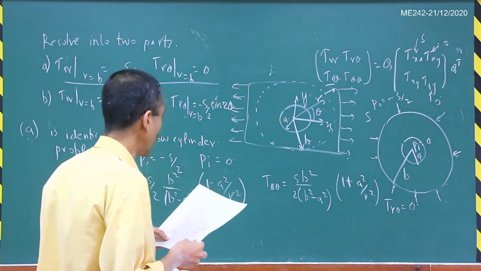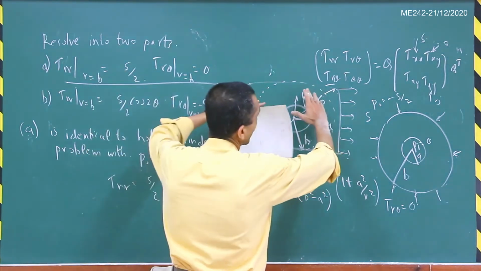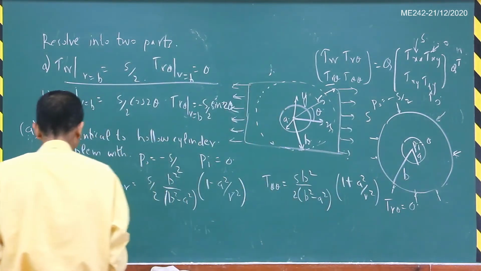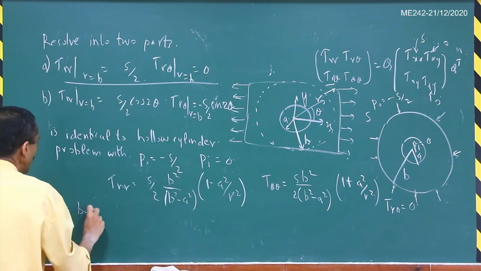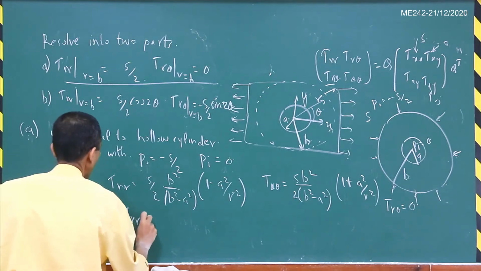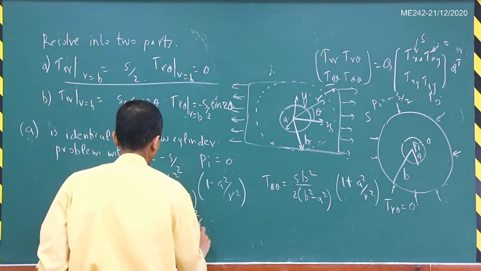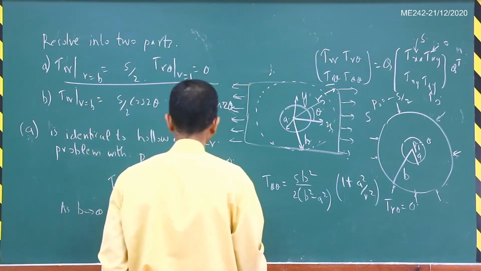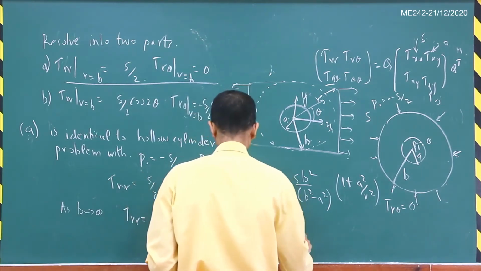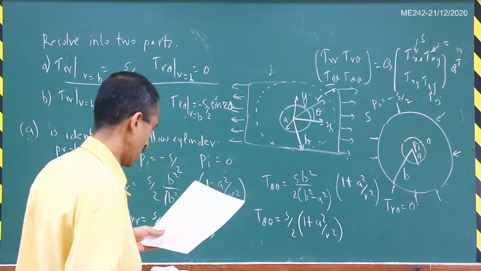And then we have to take the limit as b tends to infinity, correct? Because in this particular problem b is really large compared to a. So in the limit as b tends to infinity, you will get that tau rr is equal to S by 2 times 1 minus a square by r square, and tau theta theta is equal to S by 2 times 1 plus a square by r square. Okay, so that is what we get.